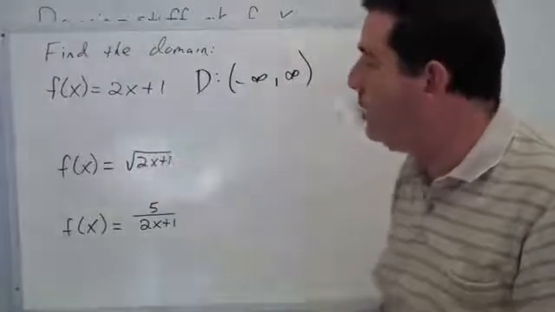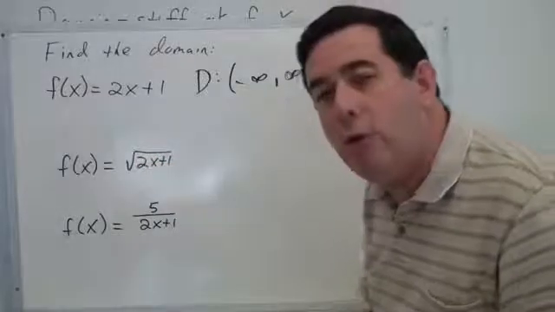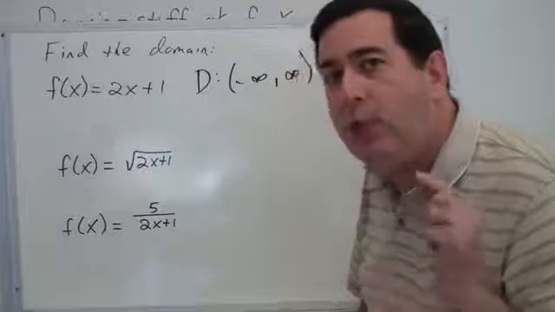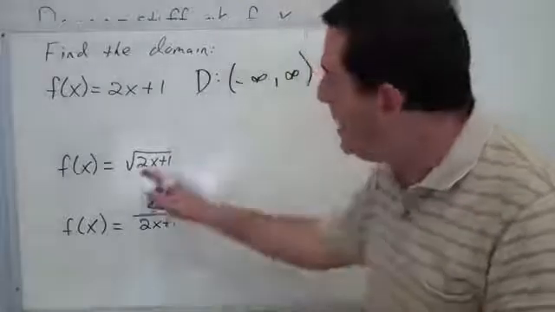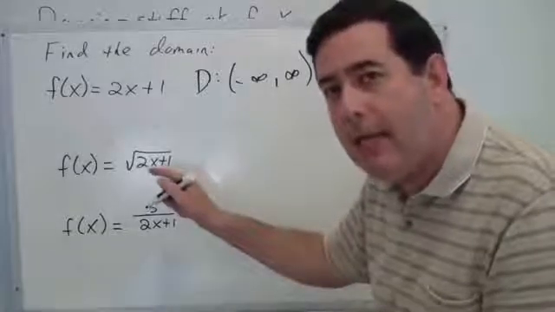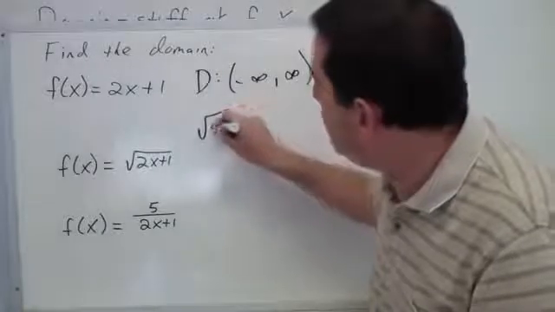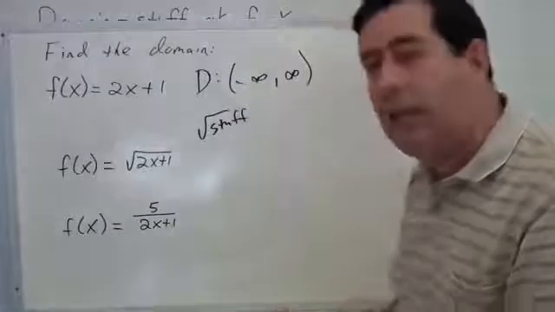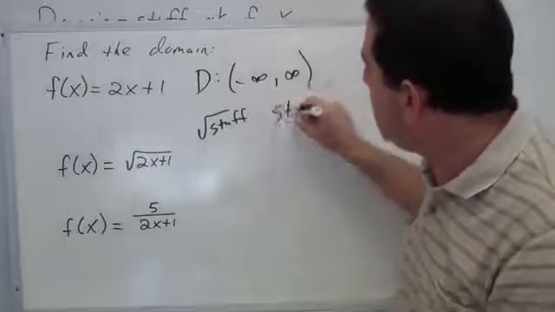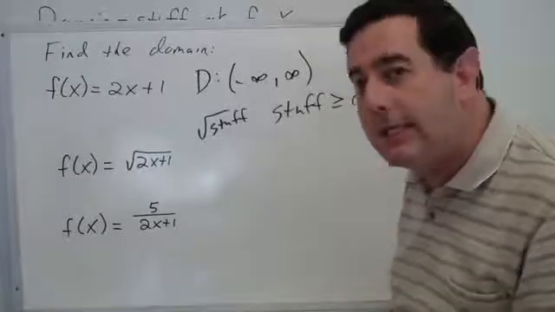How about this next one? This time the function that we're given is the square root of 2x plus 1. Right off the bat, you heard the key word, square root. The stuff that is up under that radical cannot be allowed to be negative. It has to be 0 or more. So whenever you've got the square root of some kind of stuff and you're trying to figure out what the domain is, take that stuff and make it greater than or equal to 0 and solve.